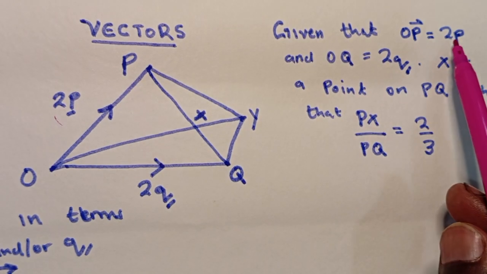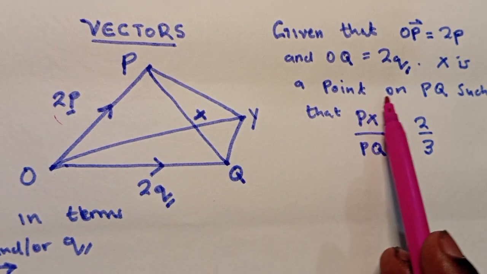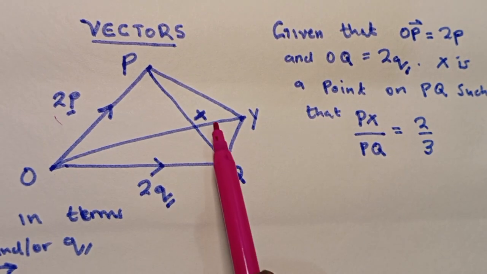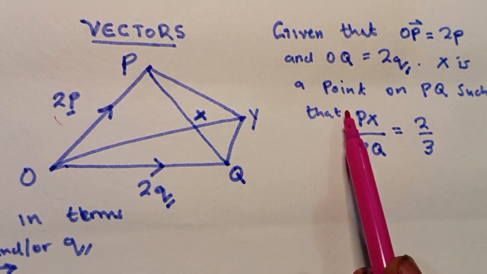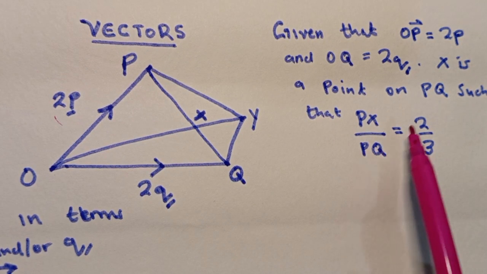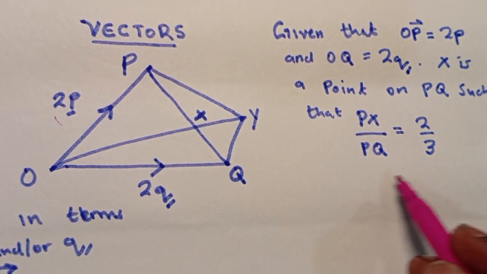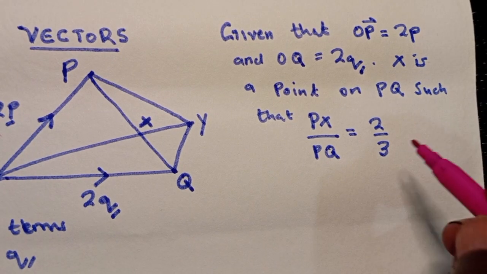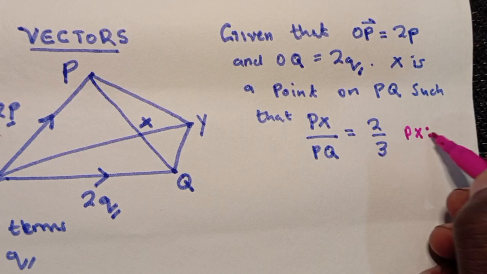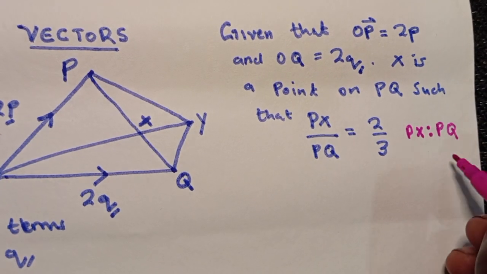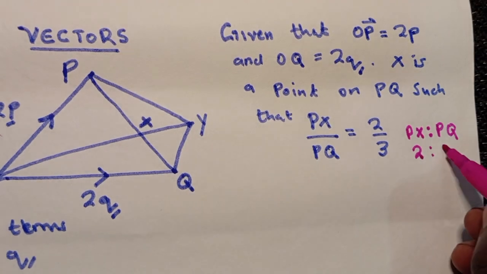Given that vector OP is equal to 2P and OQ is equal to 2Q, X is a point on PQ. Let's find where X is. X is here, and we're told it's a point within PQ, such that PX over PQ is equal to 2 over 3. In other words, this is a ratio. What the ratio means is that the ratio of PX to PQ is 2 to 3.